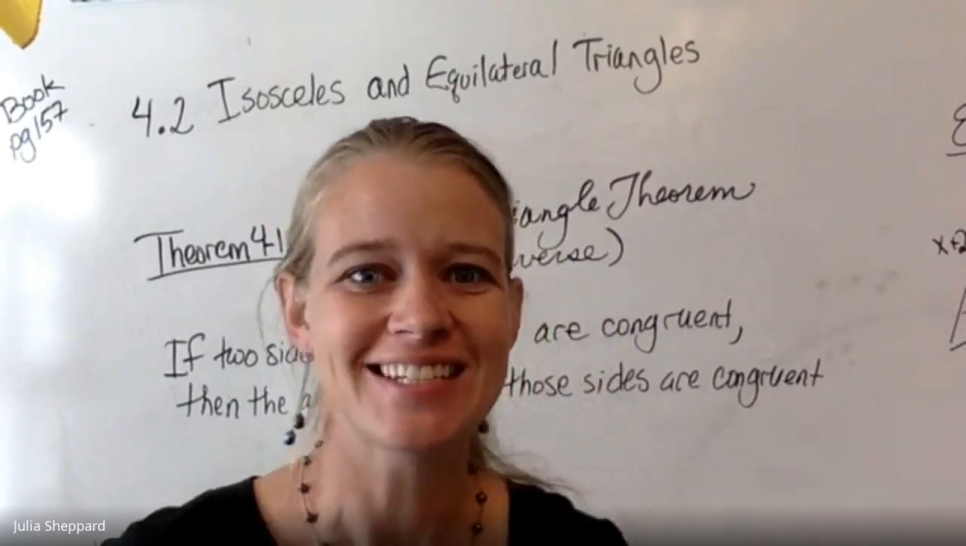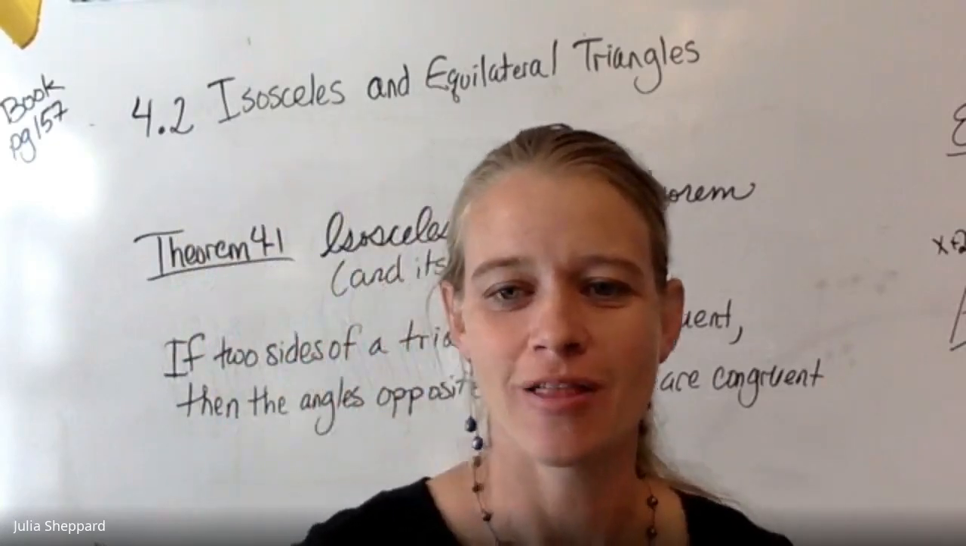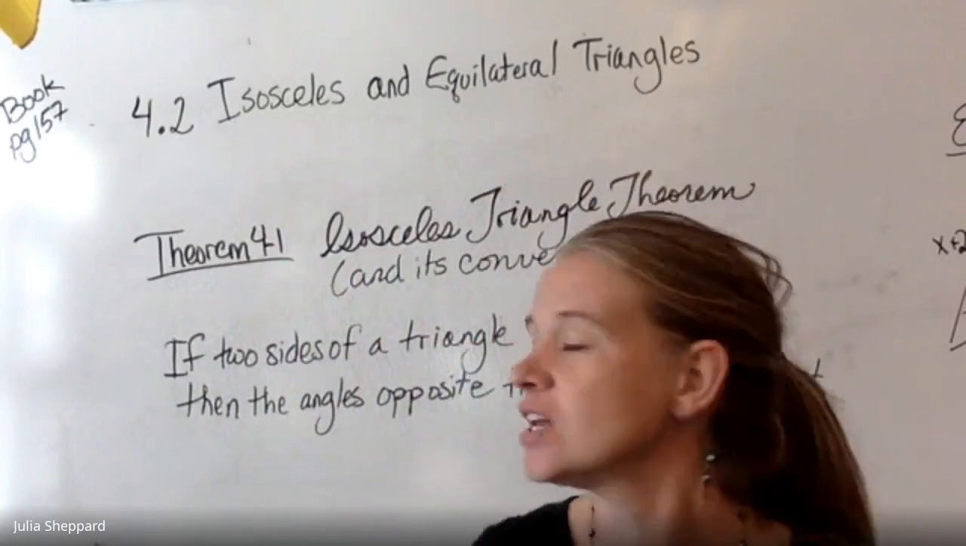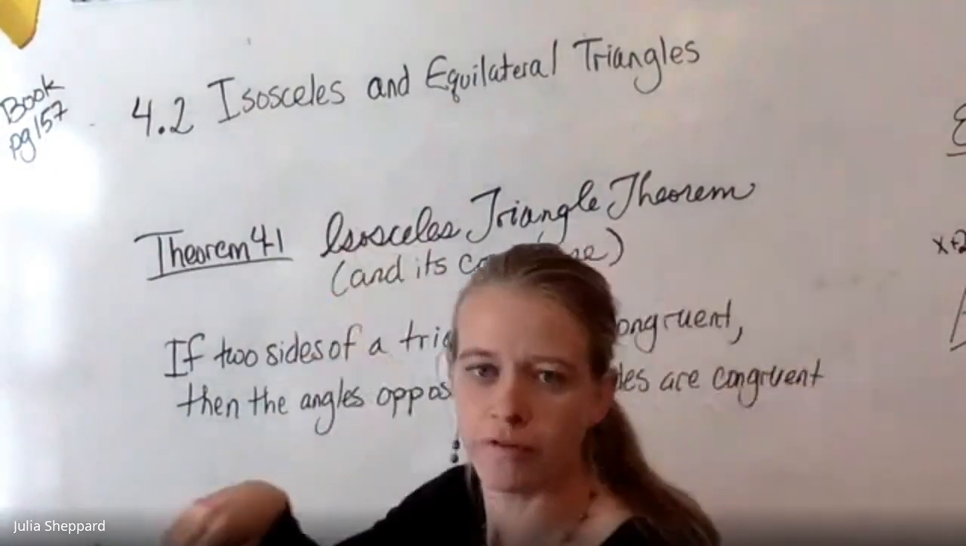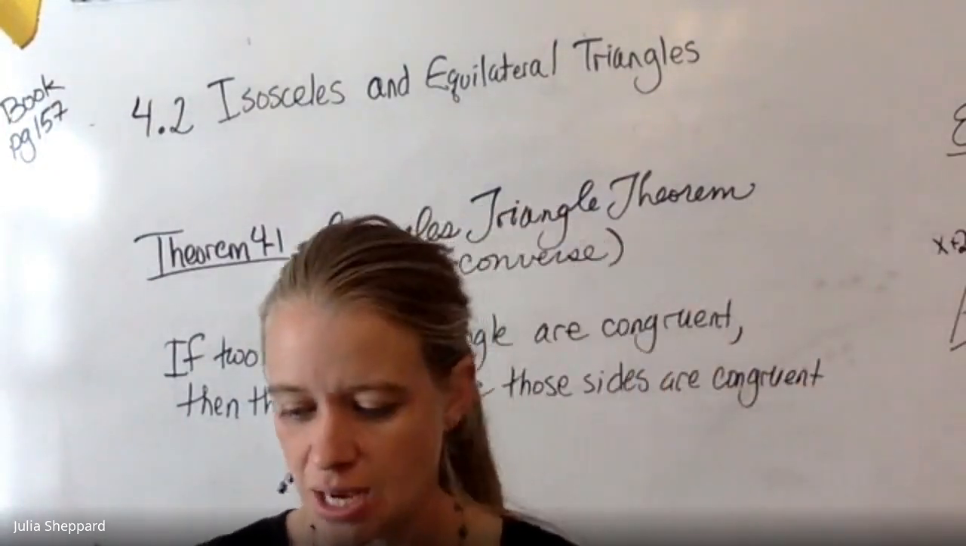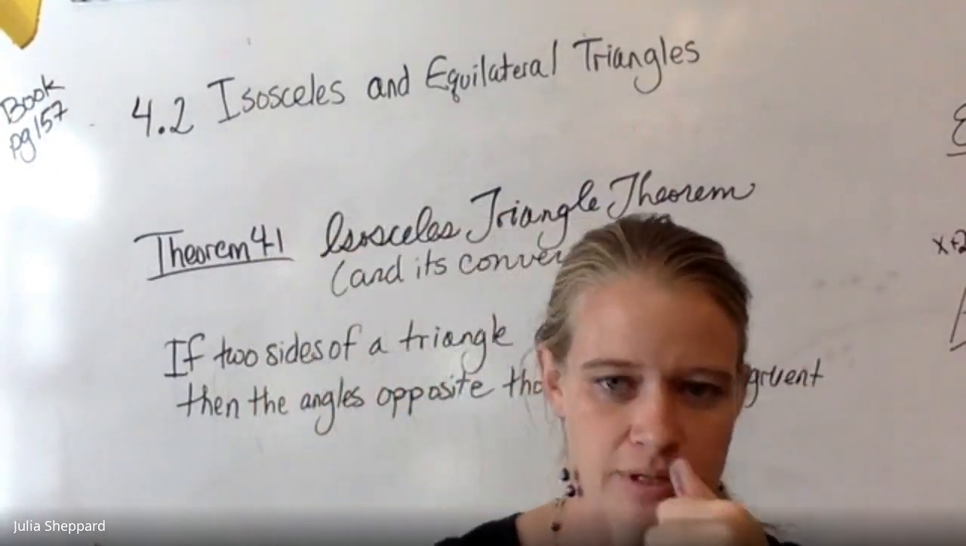Hey, geometry. Today we're going to do lesson 4.2, isosceles and equilateral triangles. You can follow along in your book on page 157, and it has all the theorems there too, so you can write them as I'm talking.